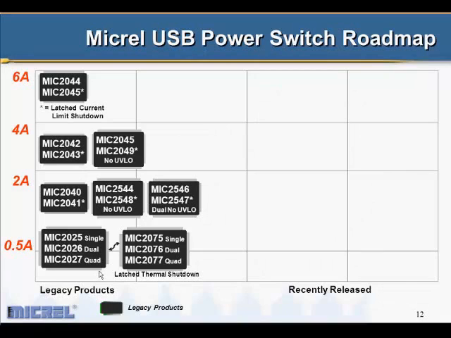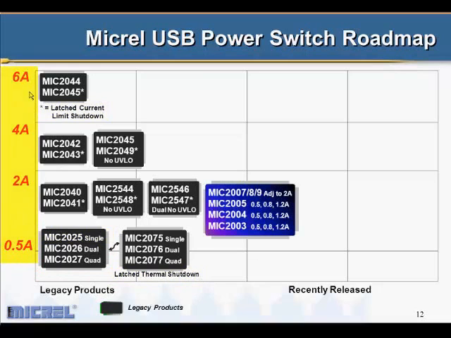Looking at a roadmap of some of the older and newer parts that Micrel makes for USB power switches, you'll see the MIC2025. These parts are on many reference designs by other semiconductor manufacturers and are pretty much an industry standard. You'll see that these parts come as singles, duals, and quads. There's also pin-to-pin compatible versions that have latched thermal shutdown. Micrel also makes parts that have latched overcurrent shutdown. You'll see these in offerings from 0.5 amp all the way up to 6 amps.